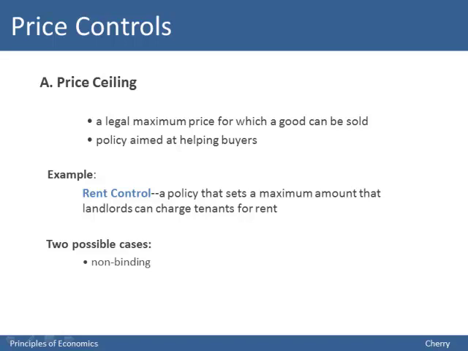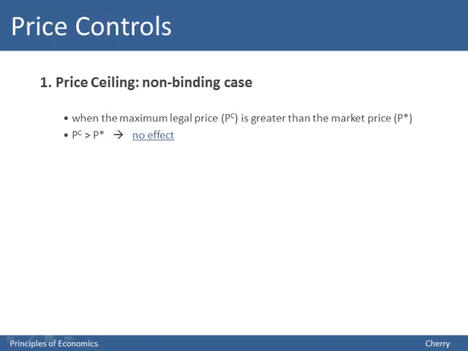There are two possible cases: non-binding and binding. We're going to go through each one of these, and this distinction is very important in understanding price controls and their impact. First, we're going to look at the non-binding case of a price ceiling. This is when the maximum legal price is greater than the market price. So in essence, if the market price is at P star, but the maximum legal price is above P star, then it's not going to have any effect.